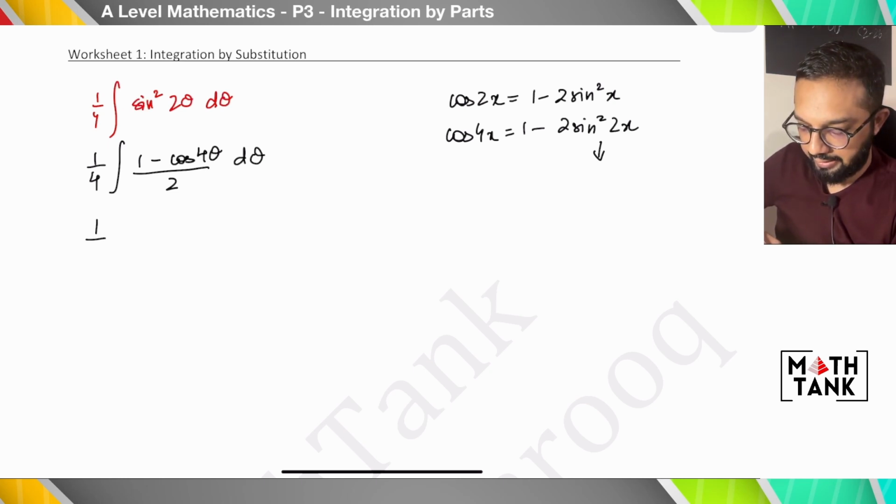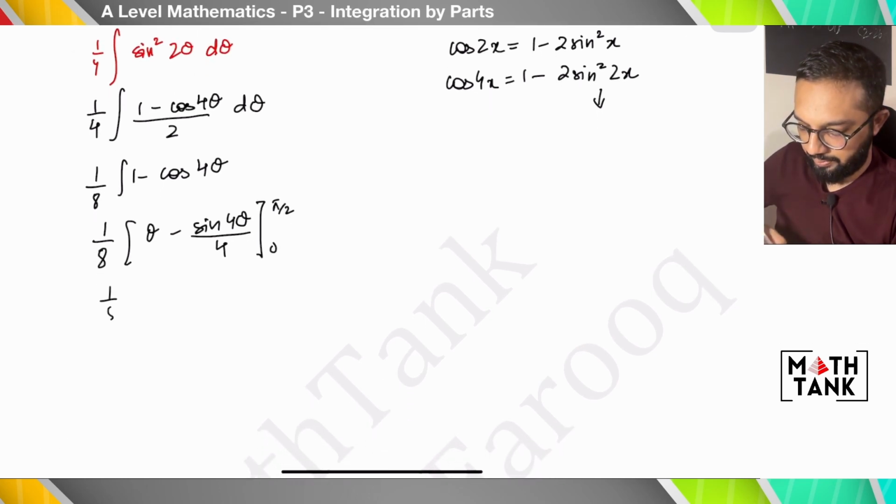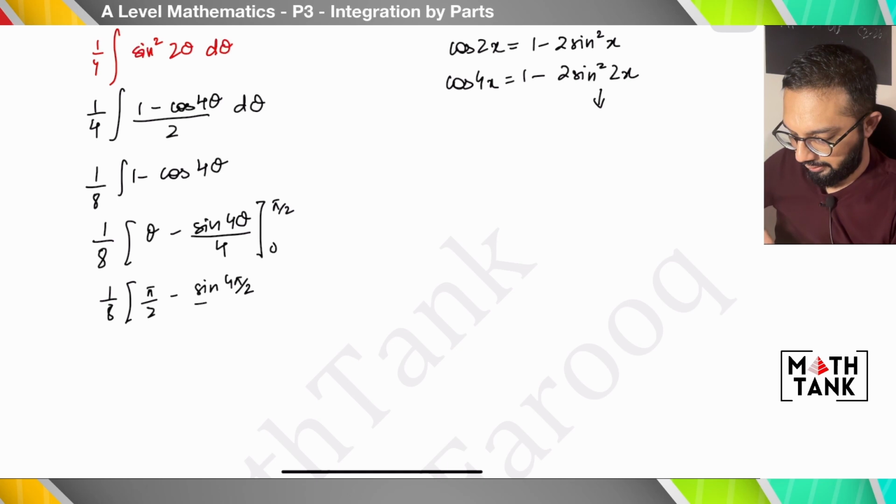After having done that, this becomes 1 over 8. When I pull out the coefficient, this becomes theta minus cos theta's integral, which is sine 4 theta over 4, and my limits are 0 to pi over 2. So I have 1 over 8 times pi over 2 minus sine 4 pi over 2 over 4, minus 0 minus sine 4 times 0 over 4.